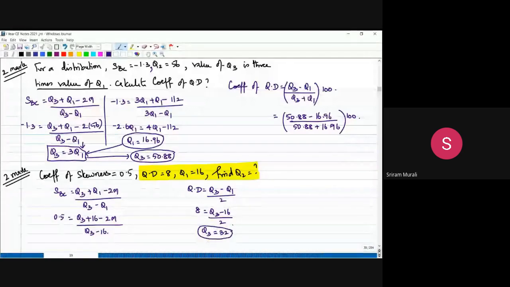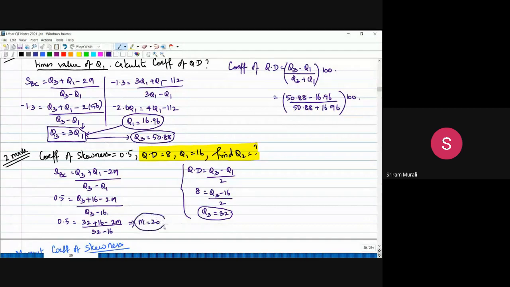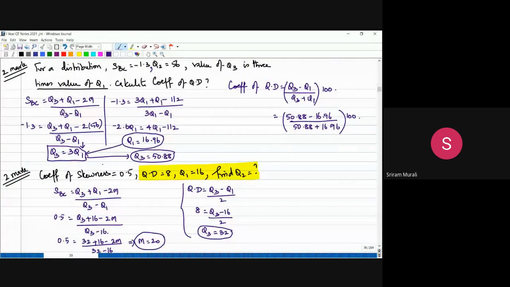Do you know how it comes? Yes sir, 16 plus 16. Now if I substitute this, 0.5 is equal to the expression divided by 32 minus 16. This implies the median will be equal to 20. Will you do it, or should I calculate? Understood? Yes sir. These questions will come, they can come for 2 marks or 5 marks.